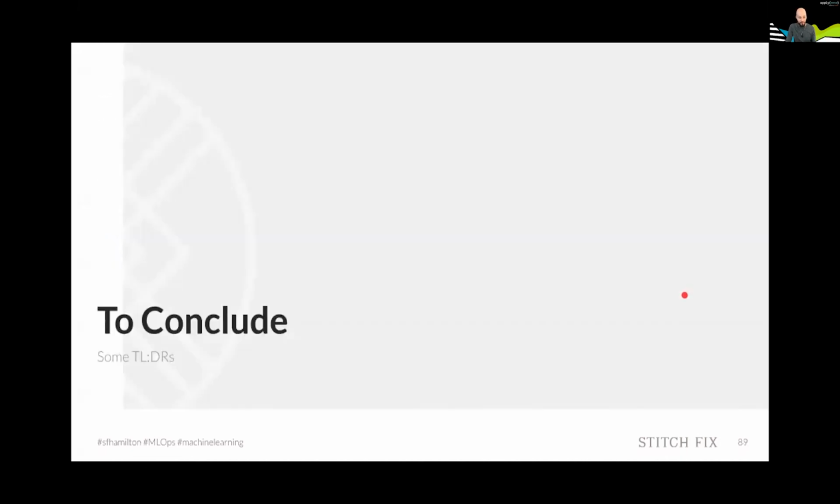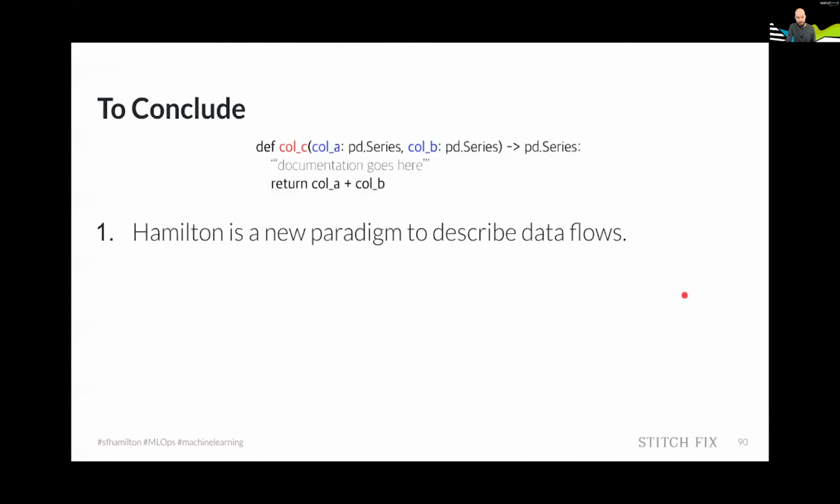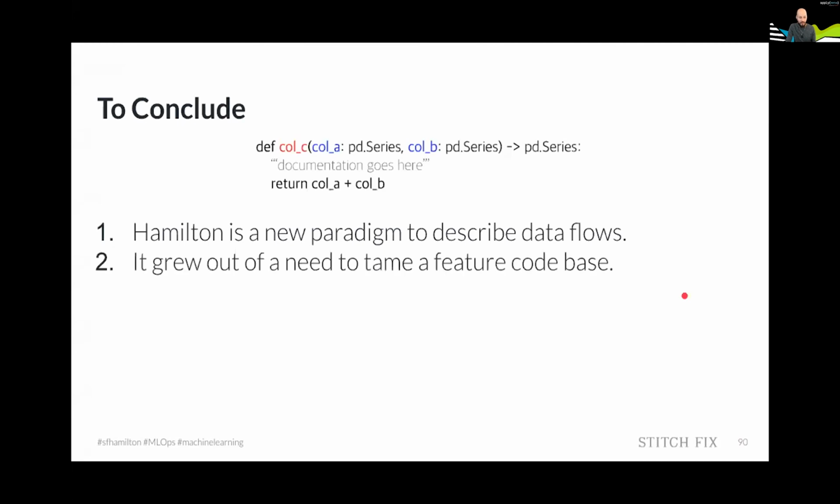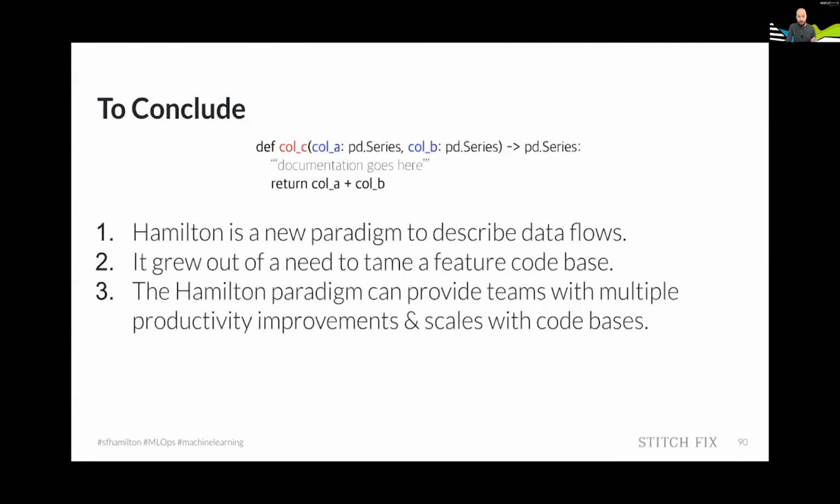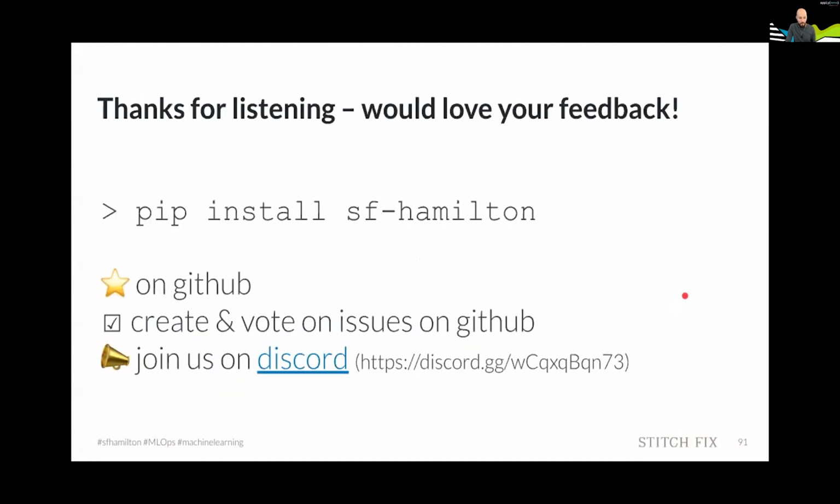So in short, to conclude, Hamilton is a new paradigm to describe data flows. It grew out of the need to tame a feature code base at Stitch Fix. And we believe, or at least I believe, the Hamilton paradigm provides teams with multiple productivity improvements and can scale with code bases without a loss of productivity. And with the 1.3.0 release, it's now a scalable general purpose framework.